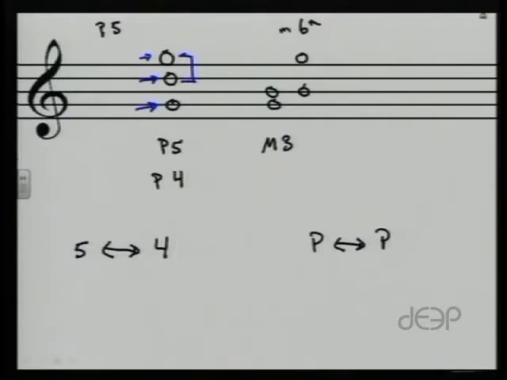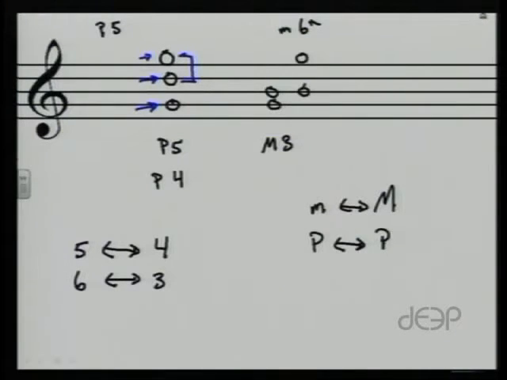And we can bank on this, that a third will always invert to a sixth. So a sixth always inverts to a third, and vice versa. And a major interval will always invert to a minor interval, and vice versa. So anytime we have a major interval, it inverts to minor. Anytime we have minor, it inverts to major.